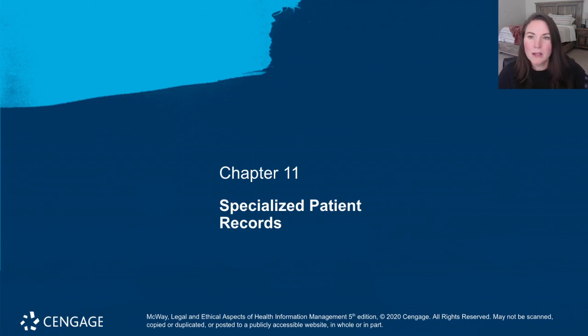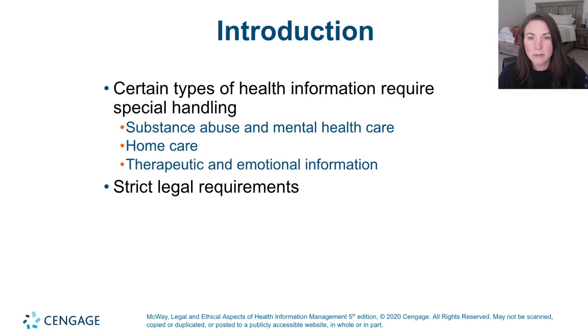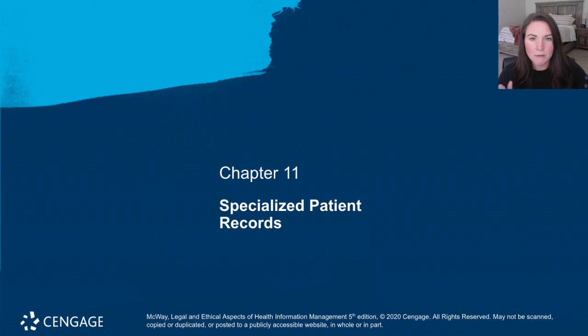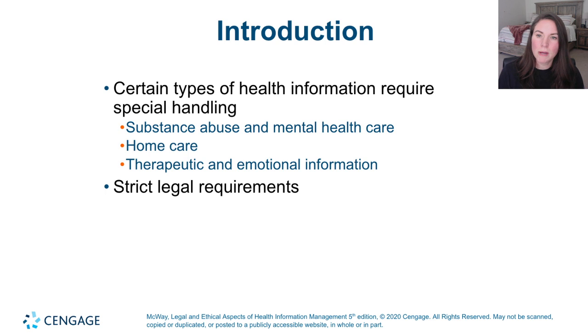Hello, everyone. This chapter, we're going to be talking about specialized patient records. Thus far, most of the things we've talked about have been just your standard health information. There are certain categories of health information that require special attention or special treatment, so to speak. We've touched on these a little bit, but this would be things like substance abuse or mental health treatment, anything in non-acute care settings, such as in the patient's home or therapeutic treatment. These are all subject to different legal requirements than your typical health record.